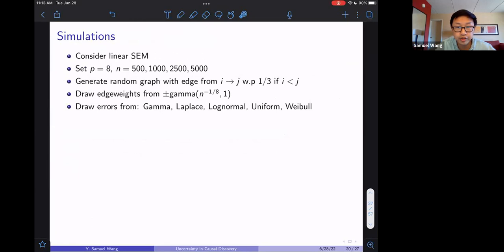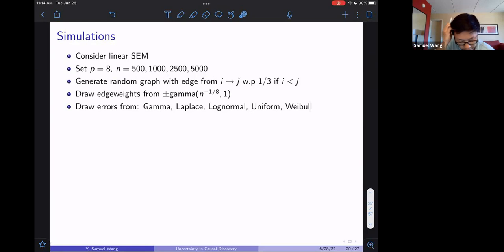Okay, so I'm going to briefly talk through a few simulations, as we're getting close to the time. We're going to consider linear structural equation models here, and we're going to set p equal to 8. So this is a small but moderately sized graph. We're going to consider a few settings where n, the number of samples, grows from 500, 1,000, all the way up to 5,000.